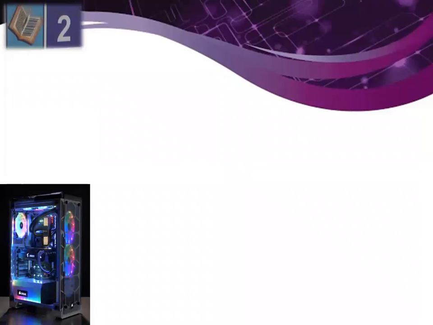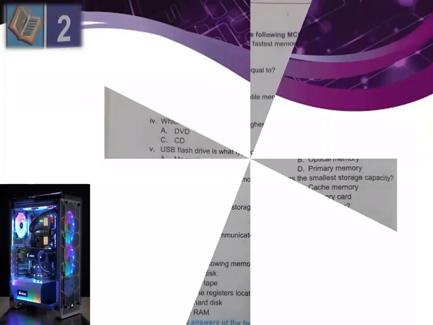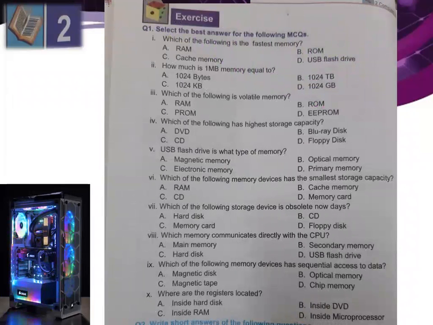Now, dear students, we have exercises and MCQs. Select the best answer for the following MCQs. Number 1: which of the following is the fastest memory? RAM, ROM, cache memory, USB flash. Yes, cache memory is the fastest memory which is used to hold your data. How much is 1 MB equal to? 1024 bytes, 1024 TB, 1024 KB, 1024 GB. So it is equal to 1024 KB.